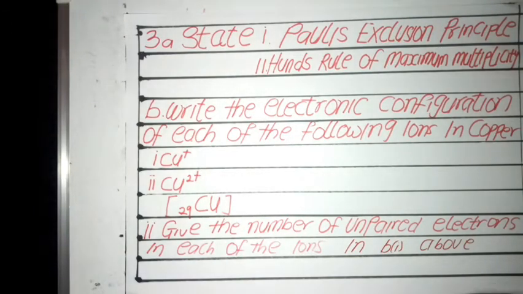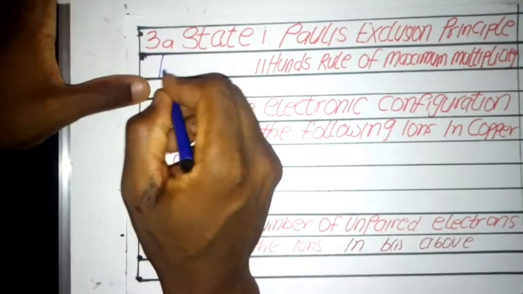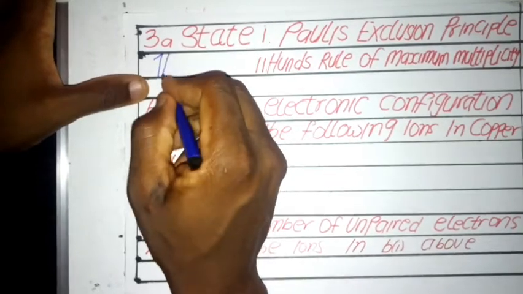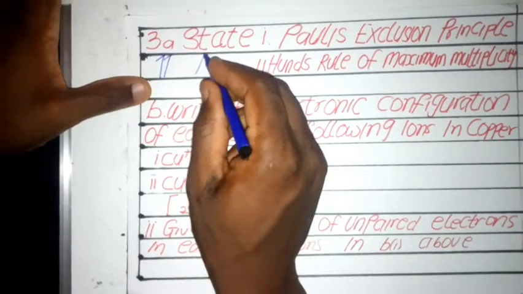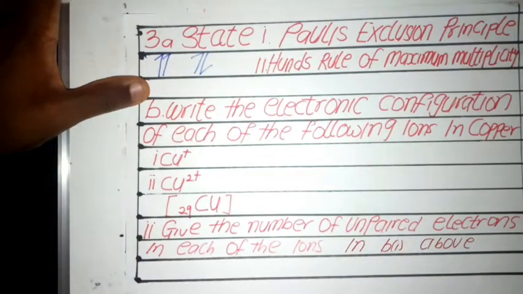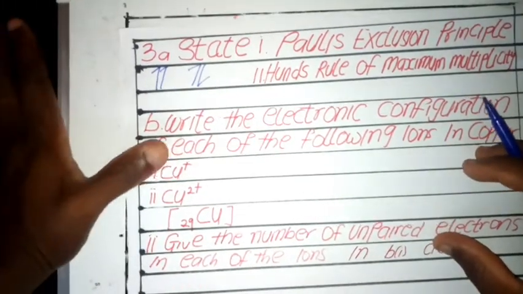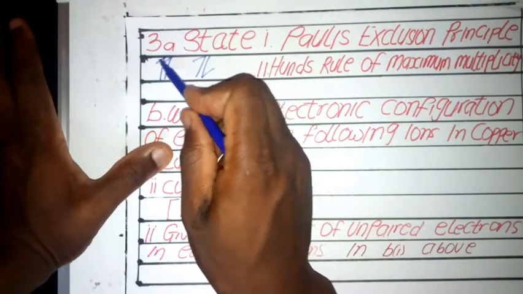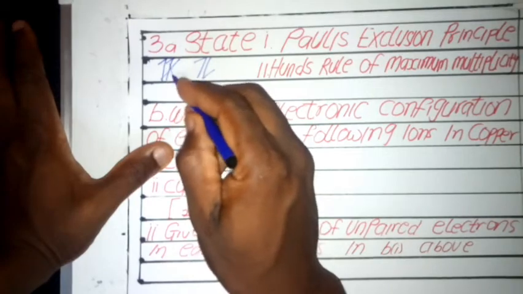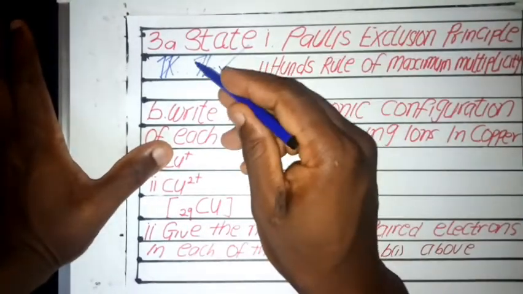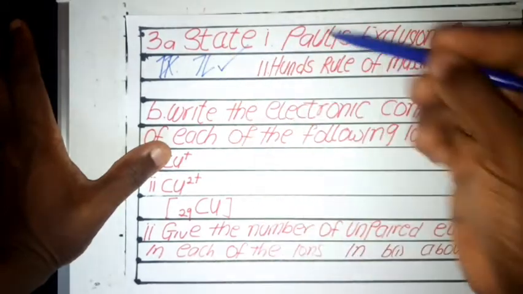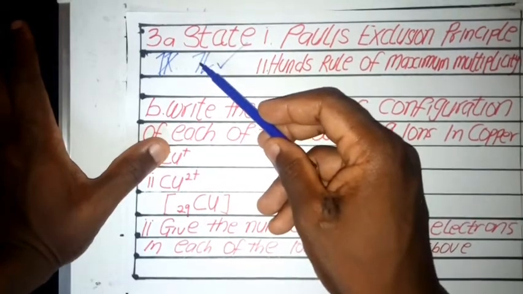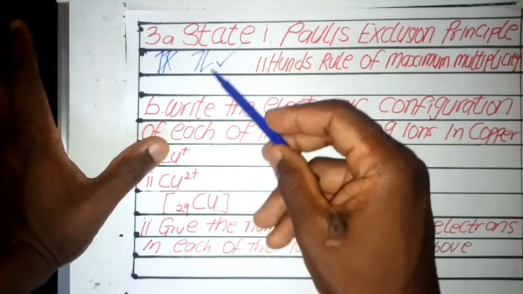For example, notice that this is the same spin. So this is wrong. One has to be going up, one has to be facing down. So this is Pauli's exclusion principle. Orbitals can contain a maximum of 2 electrons, but they must have opposite spin.